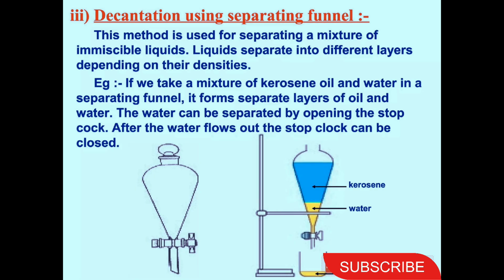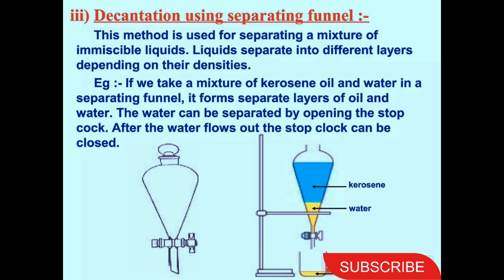Two immiscible liquids such as kerosene and water we can separate by using this method. This method is used for separating a mixture of immiscible liquids. Liquids separate into different layers depending on their density. Water density is high, so it will be down. Kerosene density is low, so it will be up.